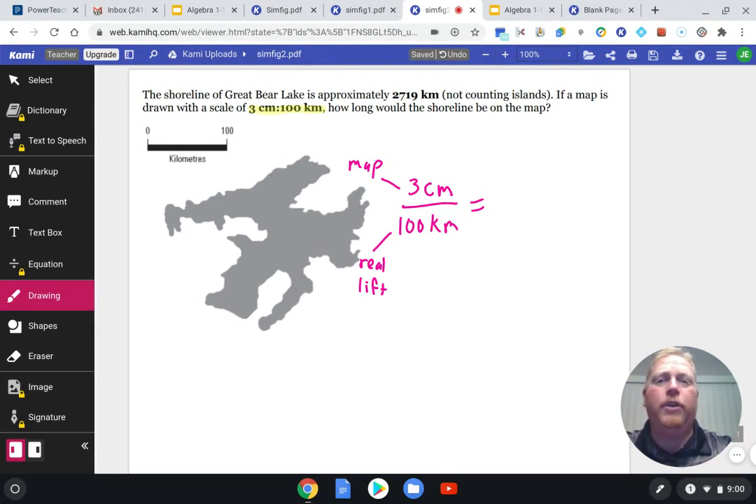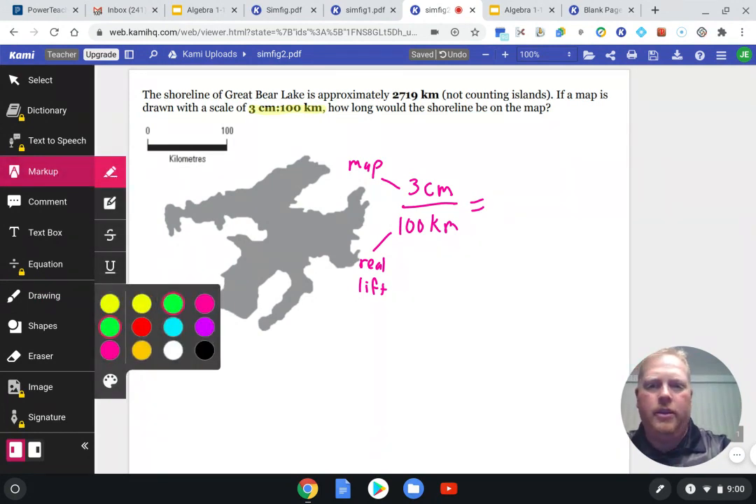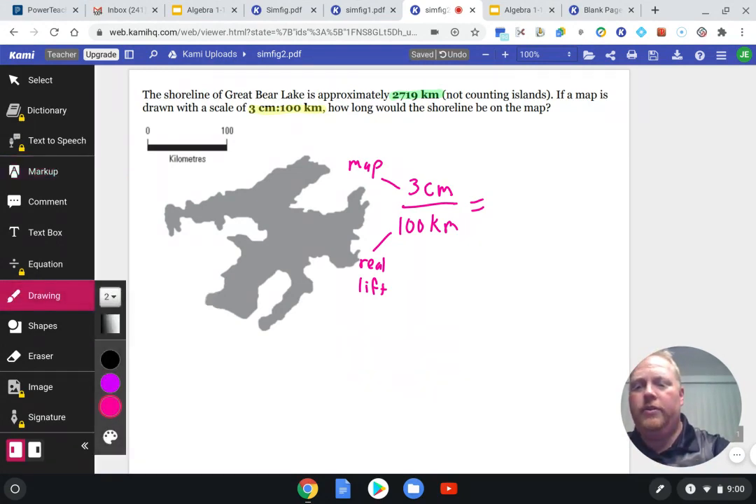So if I go back and reread the problem, I see another piece of information in there, that the Great Bear Lake is approximately 2,719 kilometers. That's in real life. So I know that I'm going to go ahead and put 2,719, that's an ugly 7, kilometers. And it asks for how long would the shoreline be on the map. So that's my unknown. I'll put that right there.